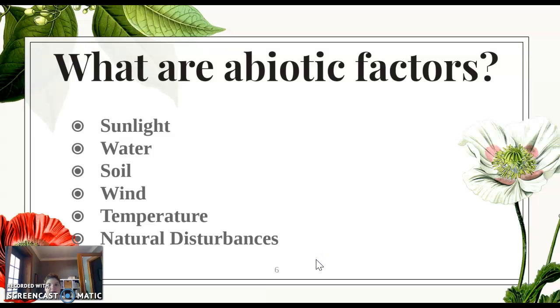What are abiotic factors? Some examples of abiotic factors and things that you can look for when you're completing your garden activity or intro to science activity would be sunlight, water, soil, wind, temperature, and natural disturbances, so storms and things of that nature, weather.